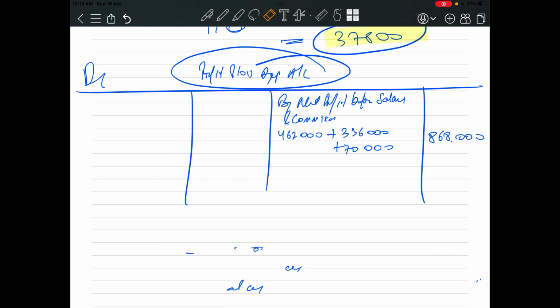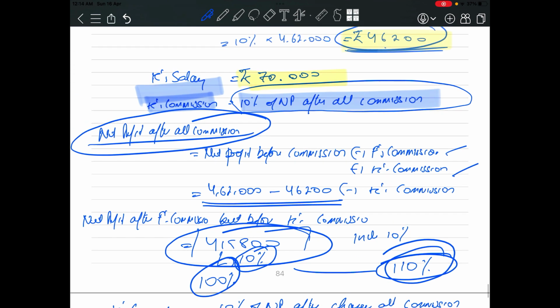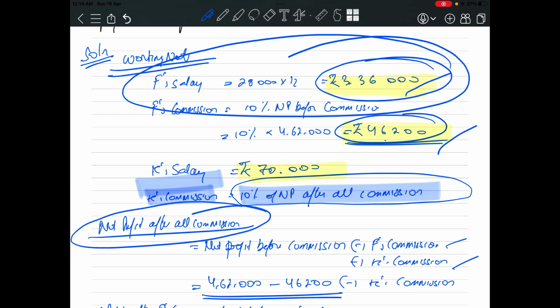Now let's provide the salaries. Here, to salaries, F and K. F is getting a salary of 3,36,000 and K is getting 70,000. So what is the total? 4,06,000. We have calculated this in the working note.